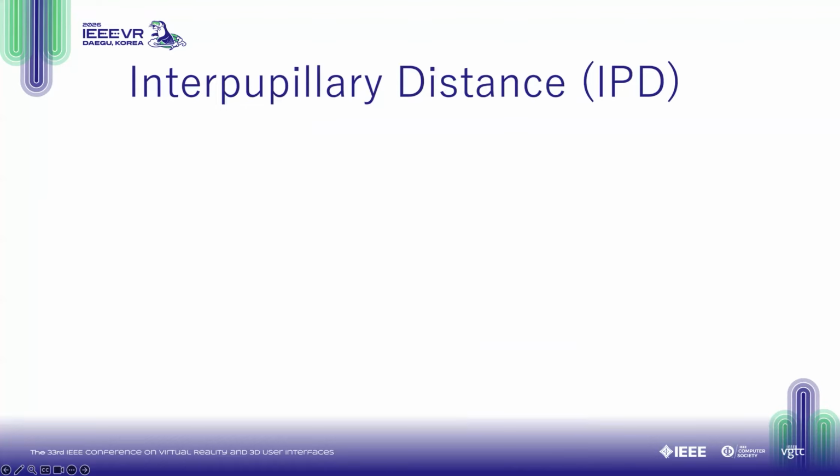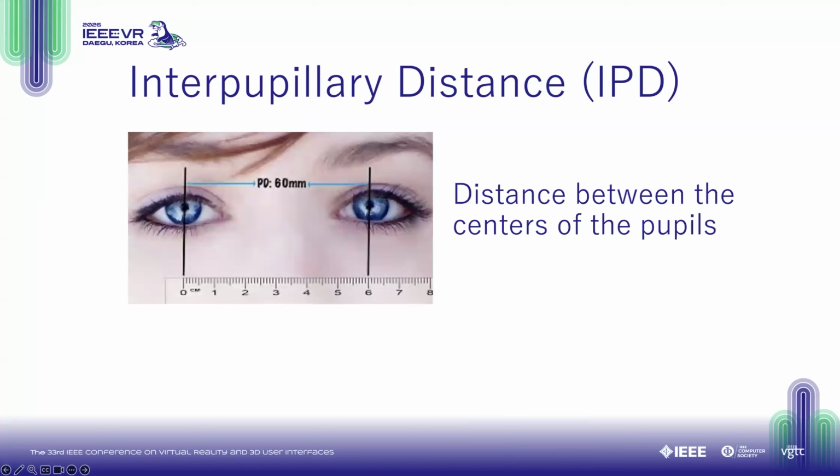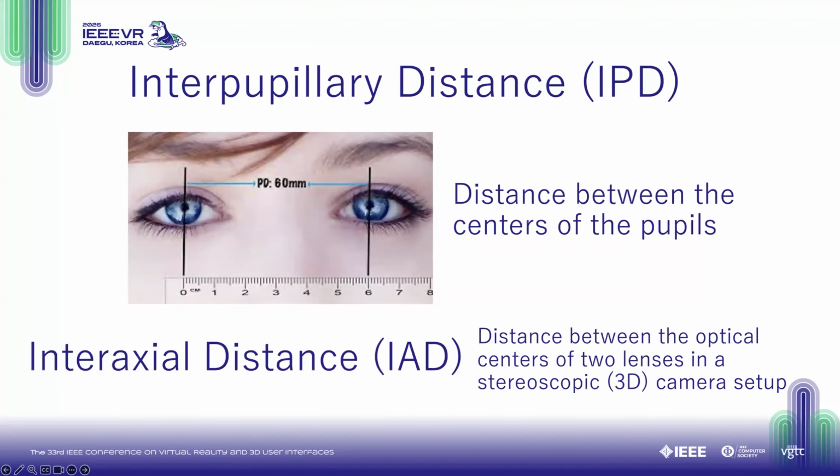So what is IPD? I want to make sure we're all on the same page before we move on. Interpupillary distance is defined as the distance between the centers of one's pupils. This distance is in contrast to interaxial distance, or IAD, which is the distance between the optical centers of two lenses in any stereoscopic display, such as a head-mounted display for VR.